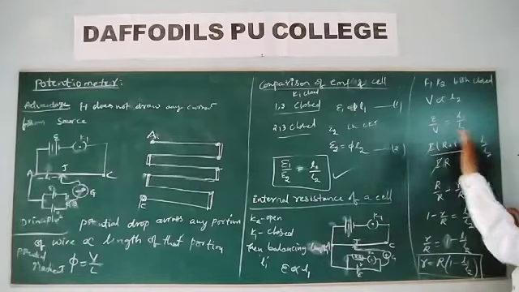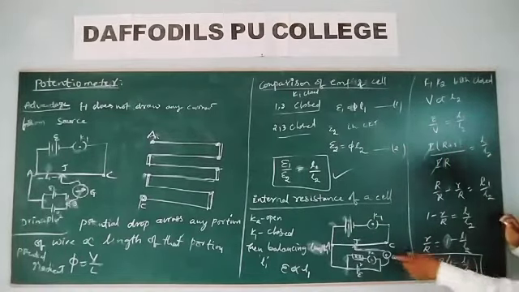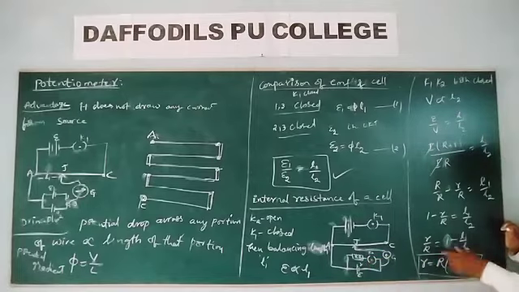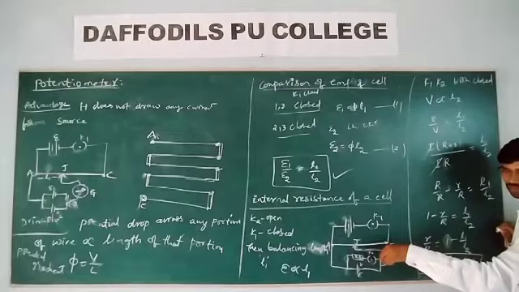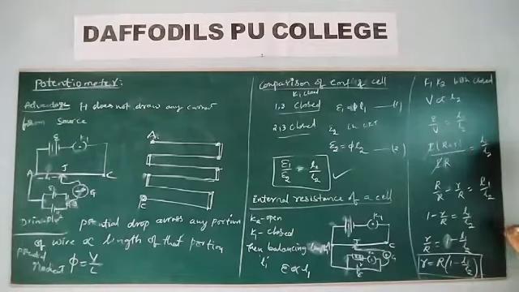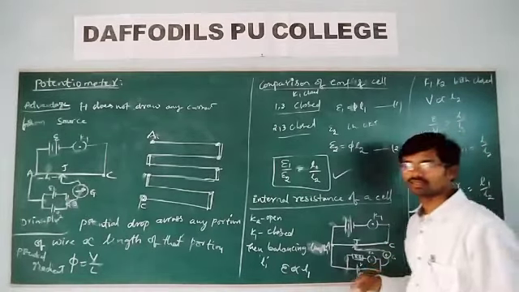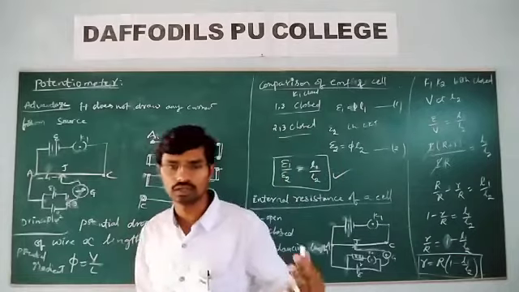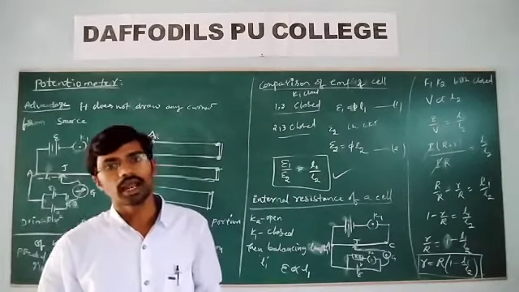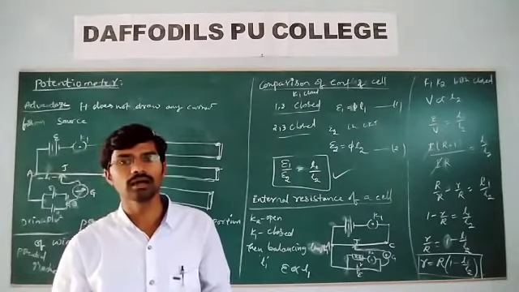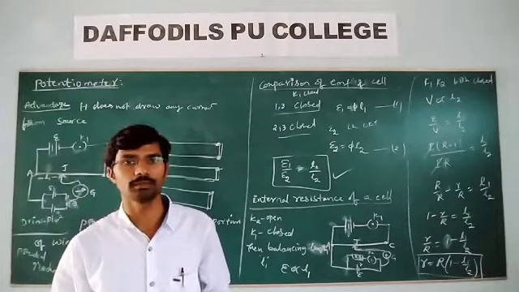This is the internal resistance of a cell which is connected in the circuit. Capital R is the external resistance value. L1 is the first balance length when K2 is open. L2 is the balance length when K2 is closed. So you can find the internal resistance of a cell using this potentiometer. And we can even find the potential difference across any points.